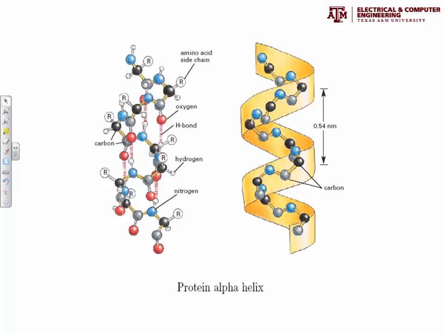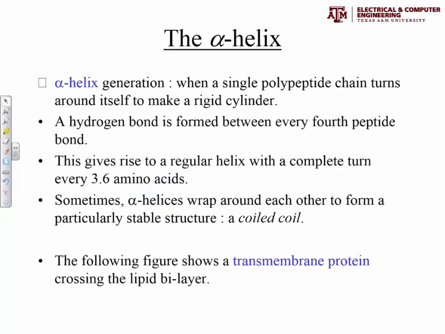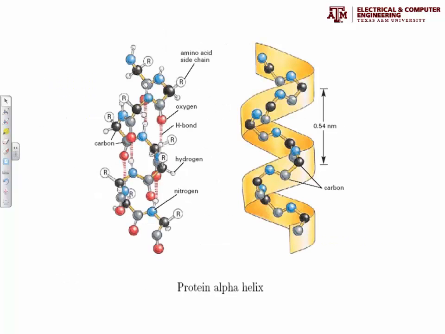Why is it a helix? Because that's probably the conformation of lowest energy. But let me show you on the next picture. No, actually there is text here that is explaining that picture. So the important thing to note is that there will be a hydrogen bond for every fourth peptide bond in that protein chain.